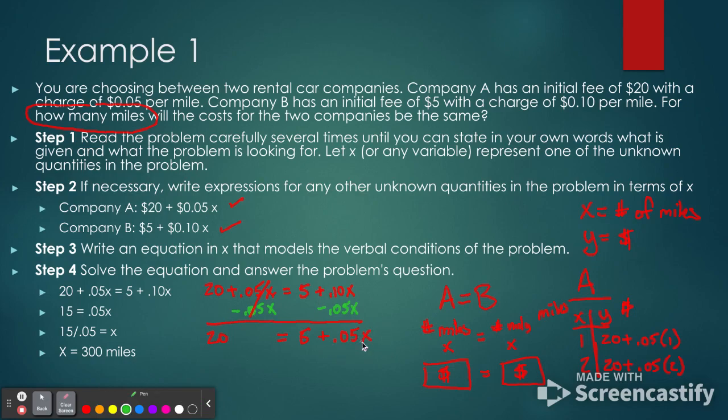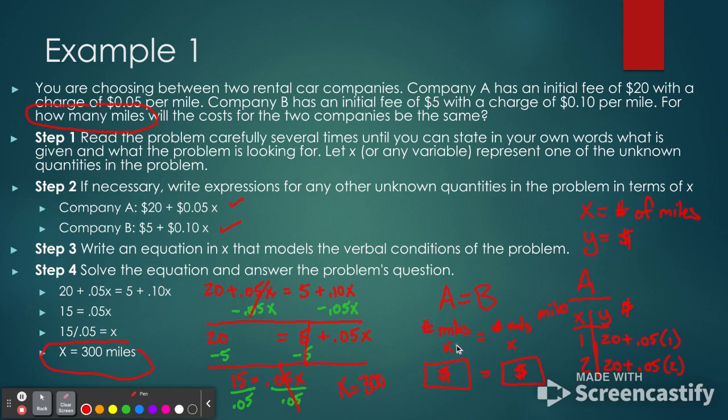Next guy is I'm going to move my whole number, my 5, over with my 20. So what I've done is I've isolated the x's using addition and subtraction. So those should be gone. That gives me 15 is equal to 0.05x. The inverse of multiplying is to divide. So I divide by 0.05. And I come out with x is equal to 300 miles.